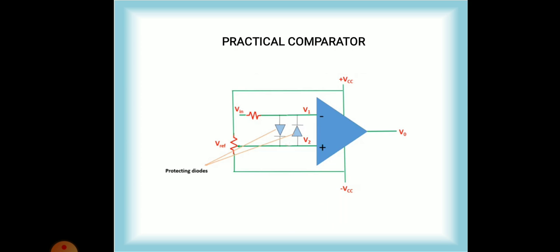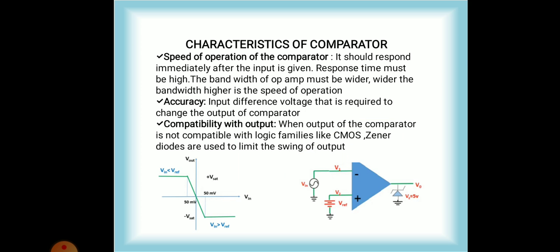Practical comparator. Practical comparator will have two diodes connected between the terminals of op-amp in anti-parallel fashion. These are called protecting diodes or clamping diodes. These diodes protect the operational amplifier from damage if excessive differential voltage is applied. Now let's discuss the characteristics of comparator.